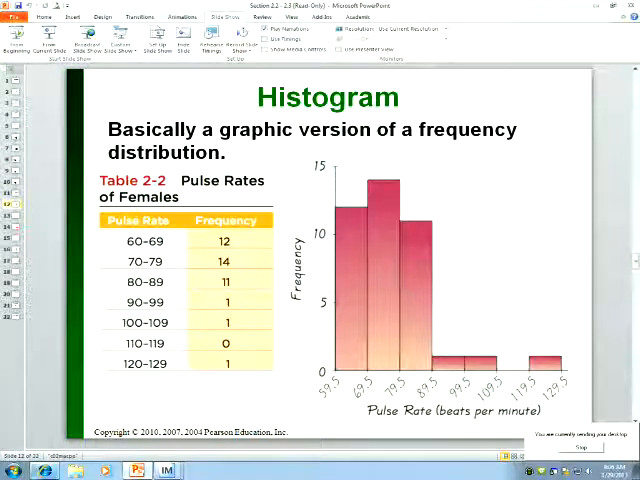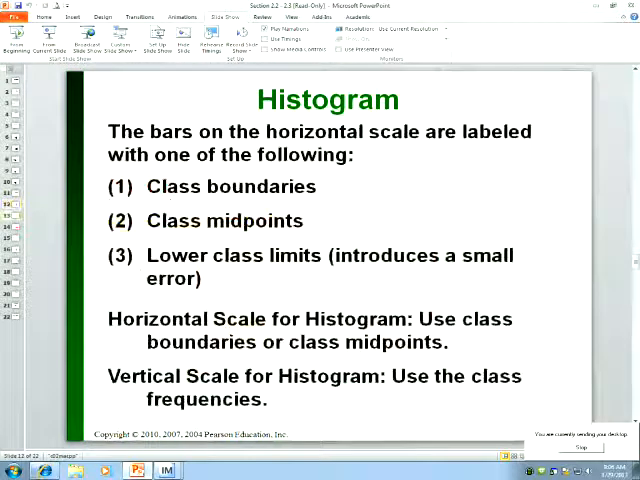Look at this slide. This gives you some guidelines, and then we'll do one. The bars on the horizontal scale are clearly labeled with either the class boundaries or the class midpoints or the lower class limits. It's really best to use the class boundaries. You'll see some histograms that have the lower class limits, but you're going to have some guys on the fence post, or class midpoints, but class boundaries is what we'll use. The horizontal scale, use the class boundaries or the class midpoints. The vertical scales, use the class frequency.